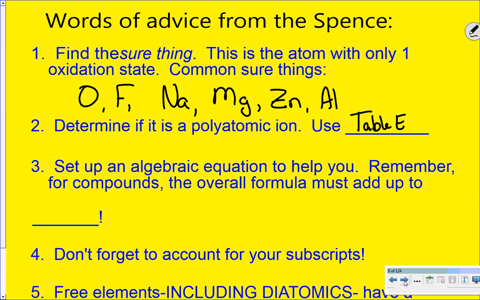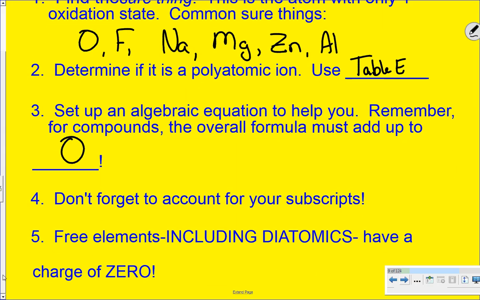Set up an algebraic equation to help you. And remember that everything in a compound has to add up to a charge of 0. Be very careful in accounting for your subscripts. And keep in mind that free elements, including diatomics, are automatically zero.